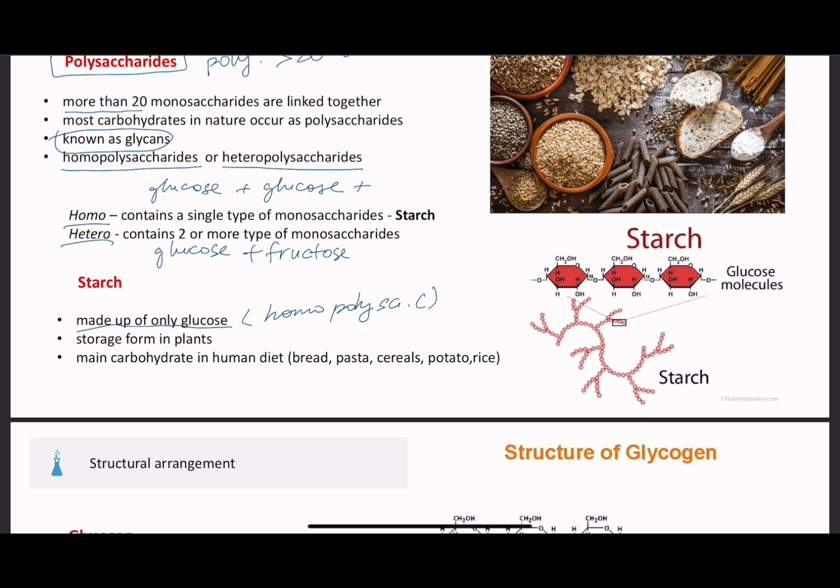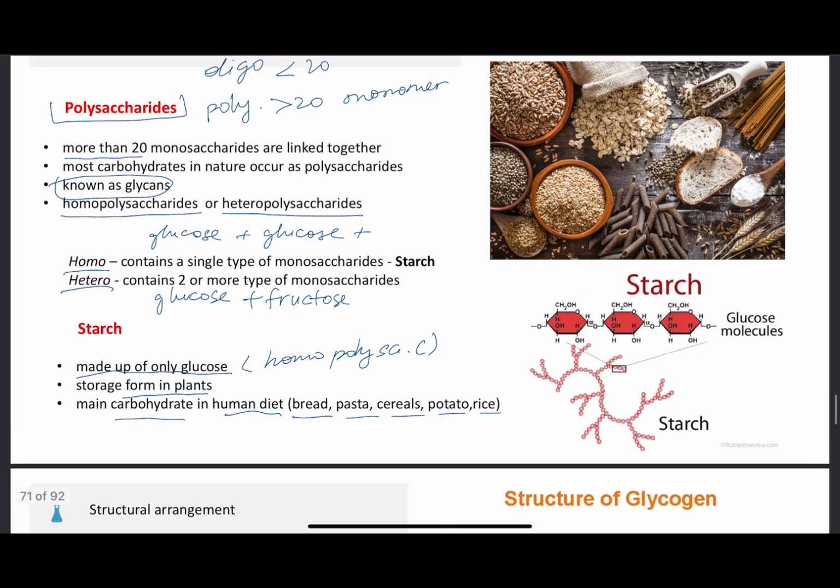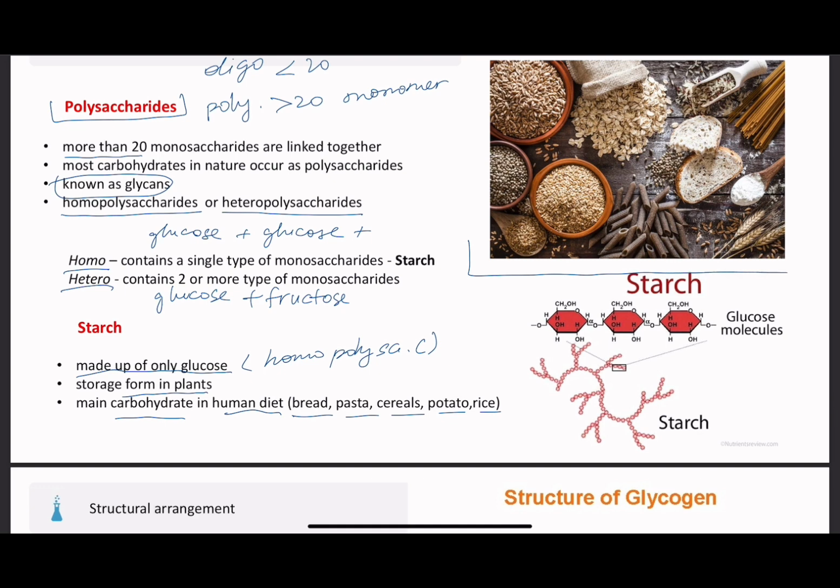And then it's a storage form in plants. And it's the main carbohydrate in human diet. For example, bread, pasta, cereals, potato, and rice. So this stuff takes longer time for us to digest. That's why when you eat like pasta or cereals, potato, you feel sleepy. It does not digest right away. It needs time for digestion, and your body gives you a sign that, okay, you need to rest so I can digest this food. That's why you feel sleepy.